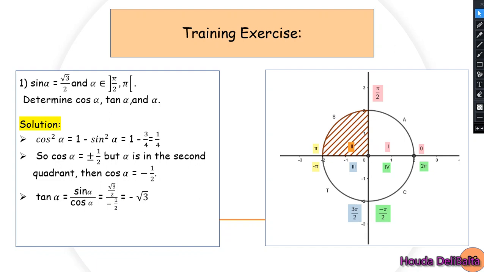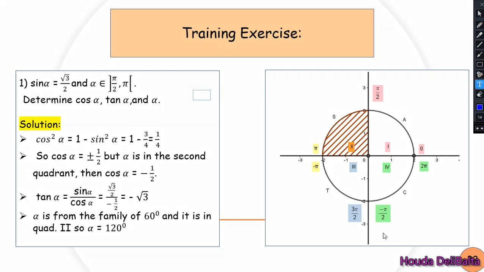Now how to choose alpha? I press on the calculator shift sine radical 3 over 2. So let's write the steps: shift, then sine, then radical 3, as you see it here. You press it on the calculator, the symbol of the radical is found on the calculator, radical 3 divided by 2, and I put equal, the calculator will give me 60. So I know that this alpha is from the family of 60.